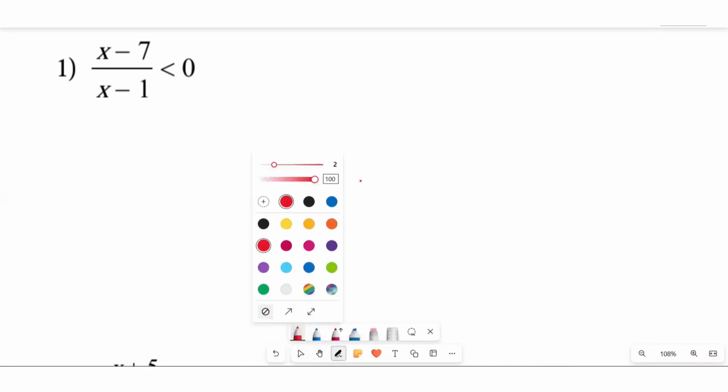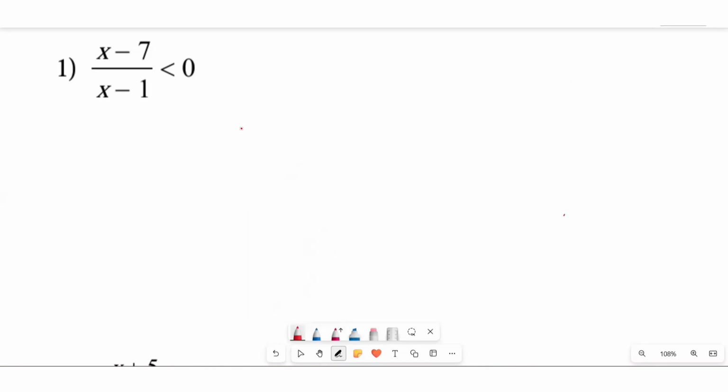What we're looking at today is how do we solve rational inequalities. So let's take a look at our first question. Number one says x minus 7 divided by x minus 1 is less than 0.